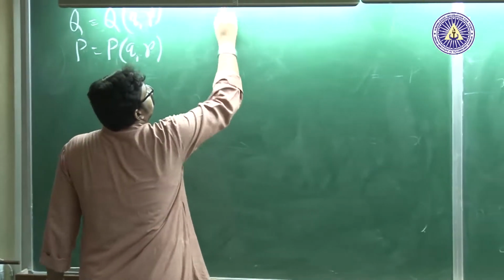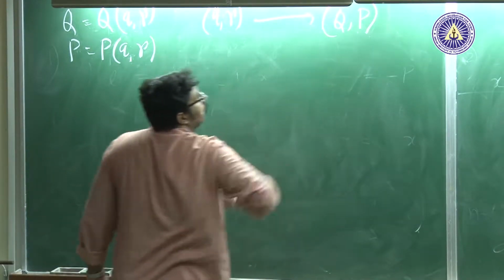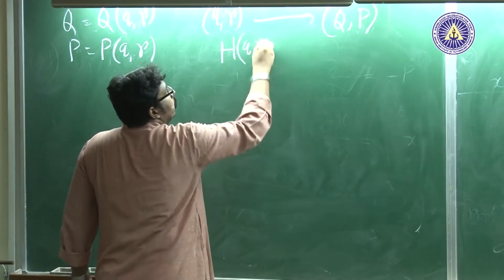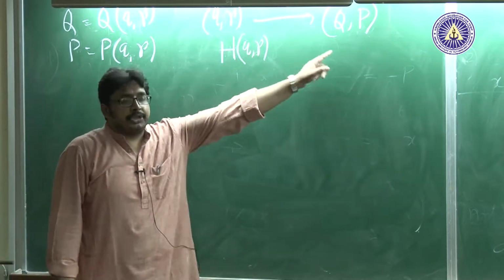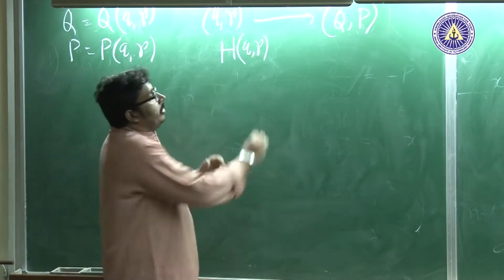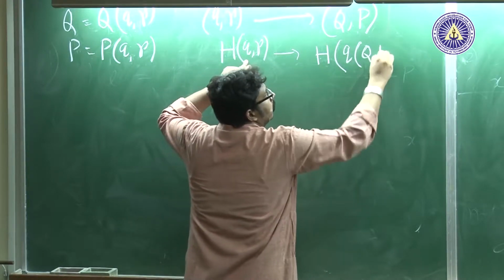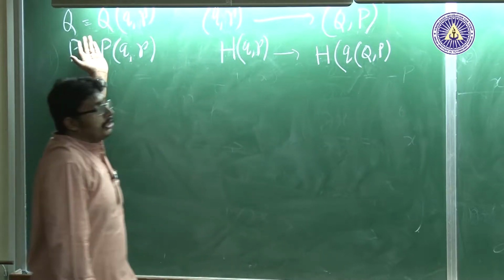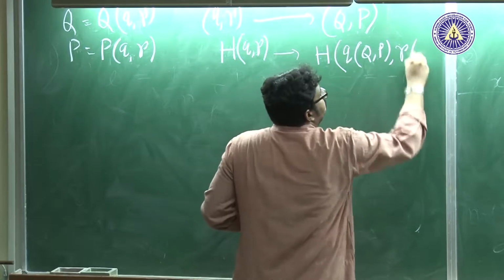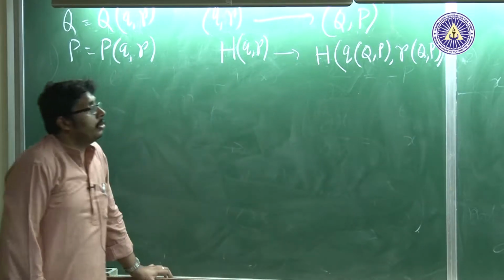So we are saying from here we are going here. Here the Hamiltonian is H. H will be a function of q and p. If I do the transformation, this Hamiltonian can be written down as H of q(Q,P). It's the inverse transformation. q can be written in terms of capital Q and capital P, and p can be written in terms of capital Q and capital P. So that's how you can write.